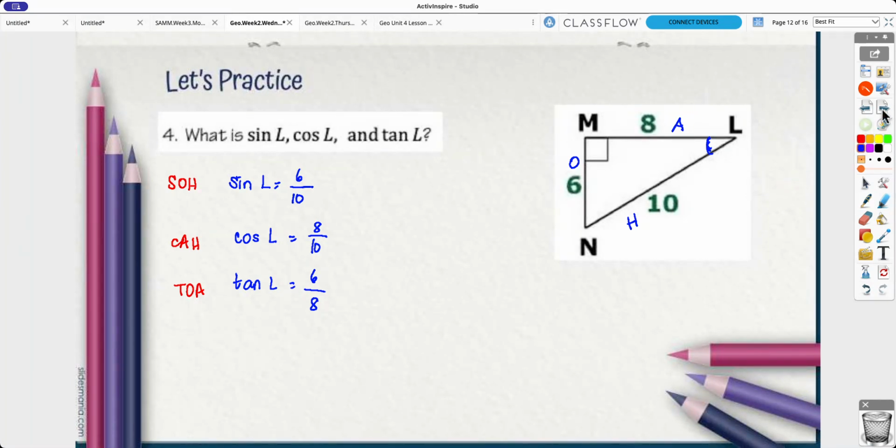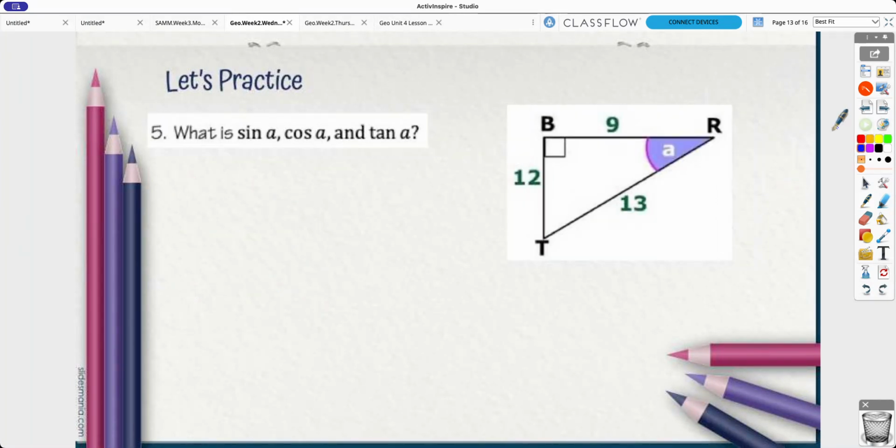Need some more? Let's take some more. Again, pause the video, do this on your own, and then check back. For this one, we want sine A, cosine A, and tangent A. So we're interested in the A. It's already shaded here.